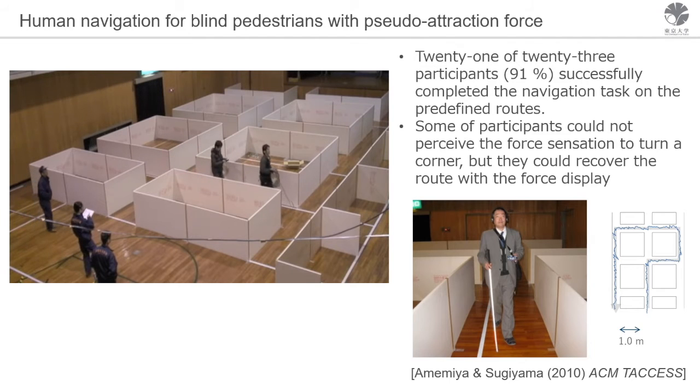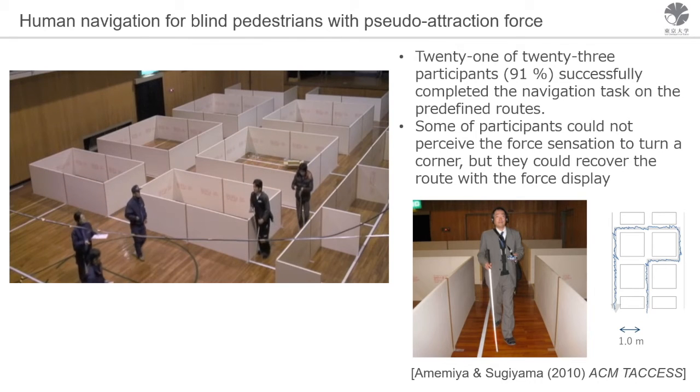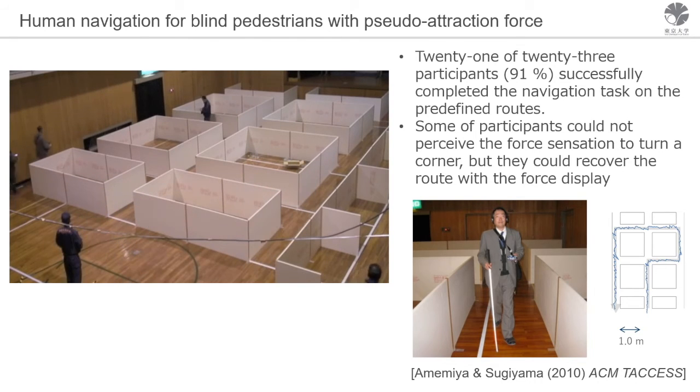Some participants were not able to perceive the force direction correctly at the corner, but they could recover the route with the force display. In our device, Buru-Navi allowed people with visual impairments to walk safely along a predefined route at the usual walking speed without any previous training.